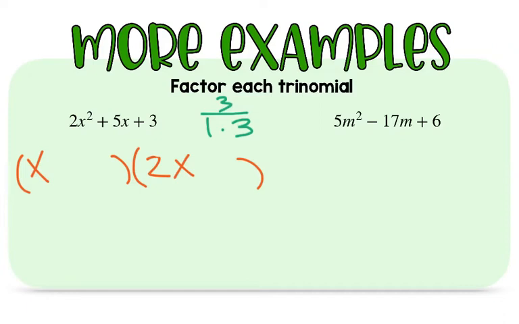I've figured out my factors of 2. There's not going to be a whole lot of guess and check because there's not very many factors. So I'm either going to put the plus 1 here and the plus 3 here and check that. If that doesn't work, I'll just flip these. Alright, so let's FOIL it out.